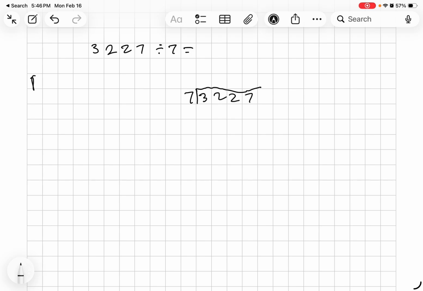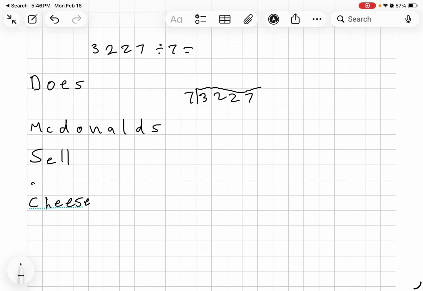So, I'm going to do D for does, M for McDonald's, and then S for sell, and then C for cheese, and then B for burgers.